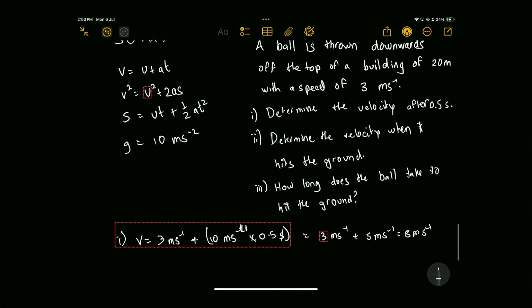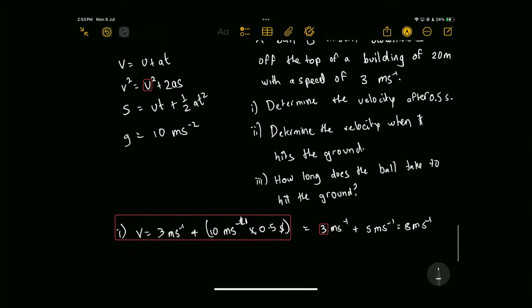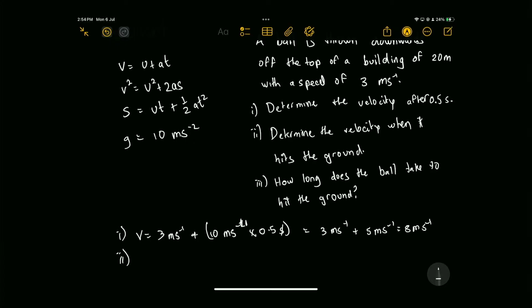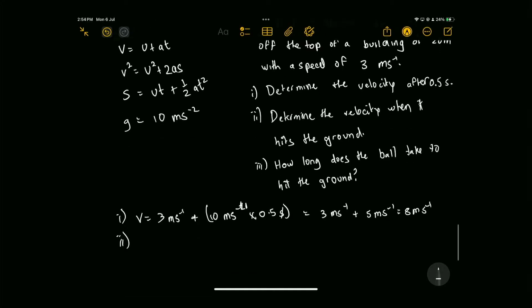In part 2, determine the velocity when it hits the ground. So in this one, we have to use the second equation, right? Because we need the distance. We don't know, at least before doing part 3, the time when it hits the ground, and we want to find the velocity when it hits the ground. So we can't use the first equation because we don't know the time. Same thing with the third equation. We don't know the time when it hits the ground, so we can't use the third equation. So we have to use the second one.